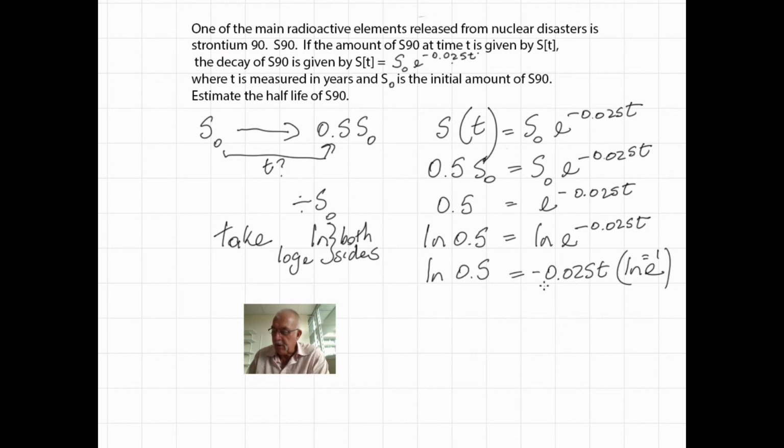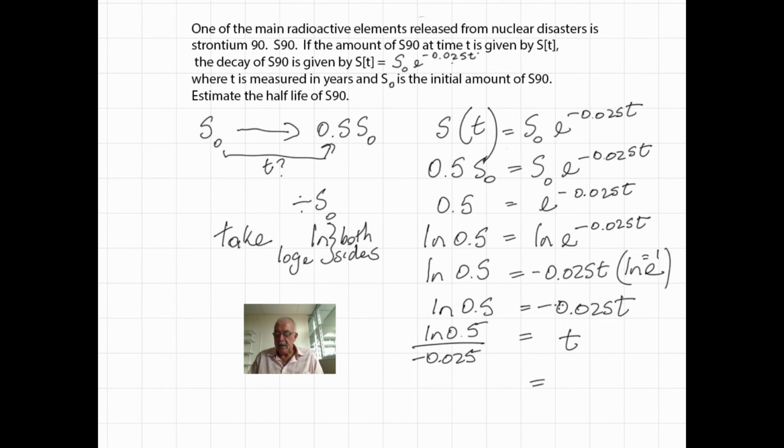So therefore we've just got a single equation now, an easy equation to solve. We want t by itself, so we divide both sides by negative 0.025. So we get t equals ln 0.5 all over negative 0.025. And when we do that on our calculator, be very careful, depending on your calculator, you may need to put brackets around this with the negative sign there, and we'll get 27.7. And t was measured in years. So basically what that's saying is that it takes 27.7 years for the amount to decay to half of the initial amount.